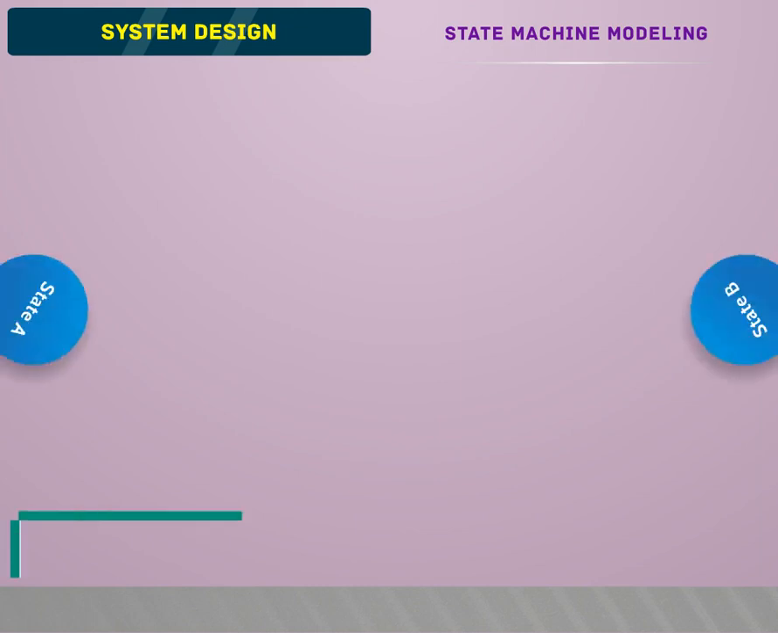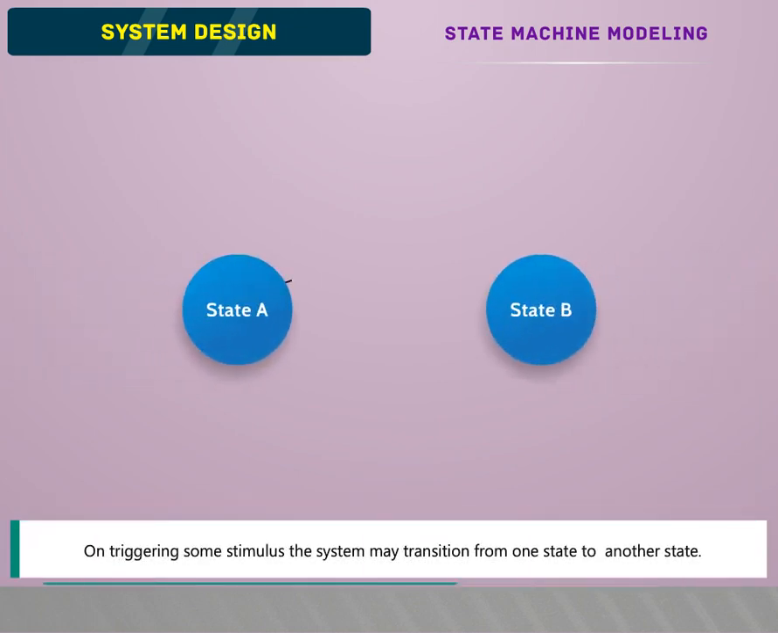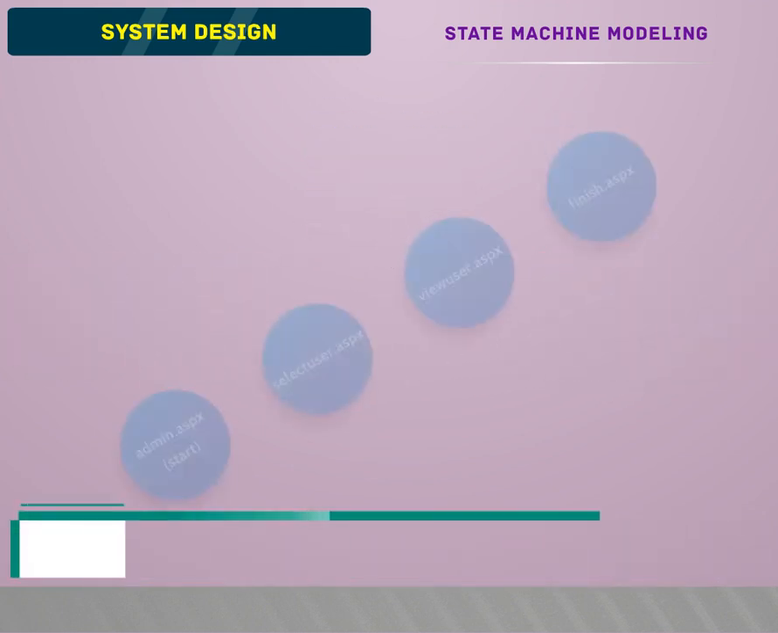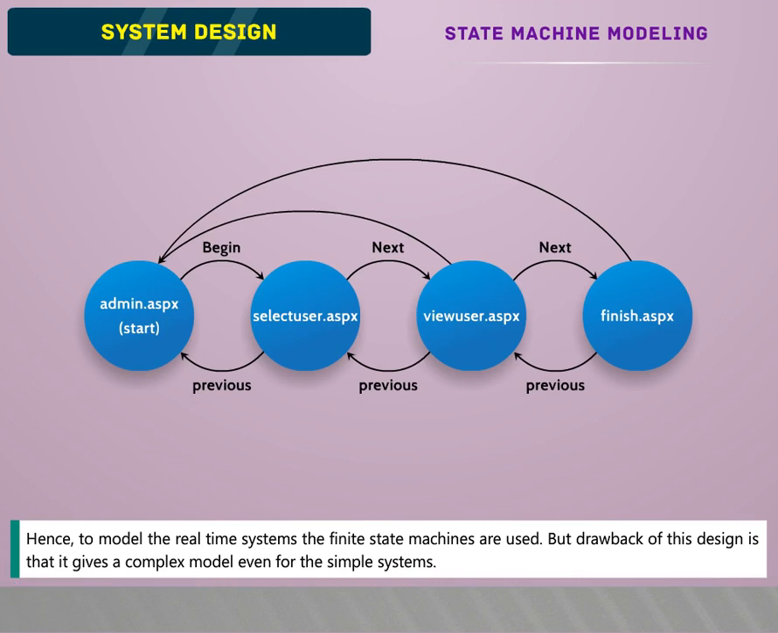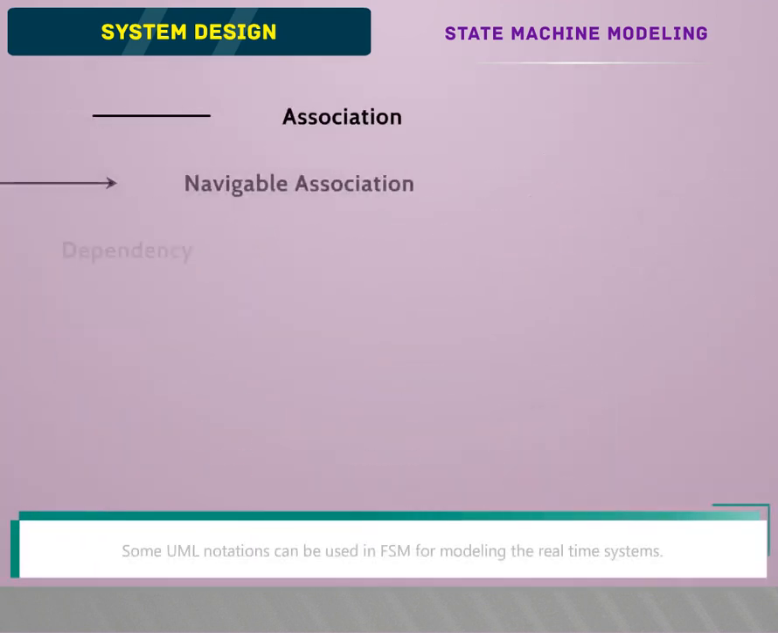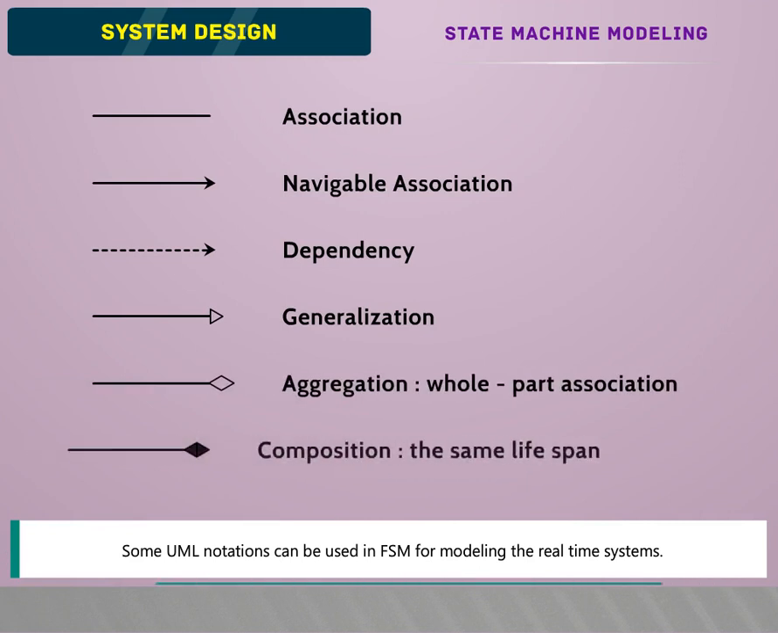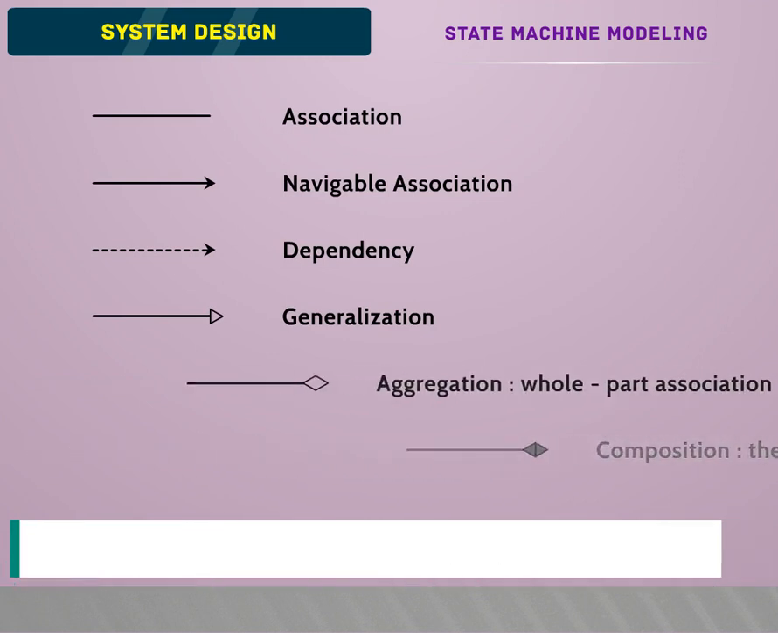State machine modeling. On triggering some stimulus, the system may transit from one state to another state. Hence, to model the real-time systems, the finite state machines are used. But the drawback of this design is that it gives a complex model even for simple systems. Some UML notations can be used in FSM for modeling the real-time systems.